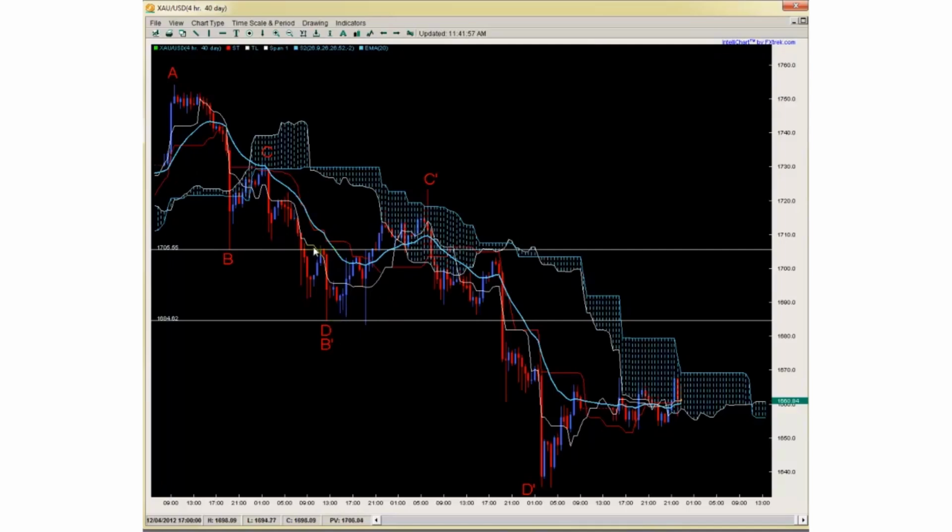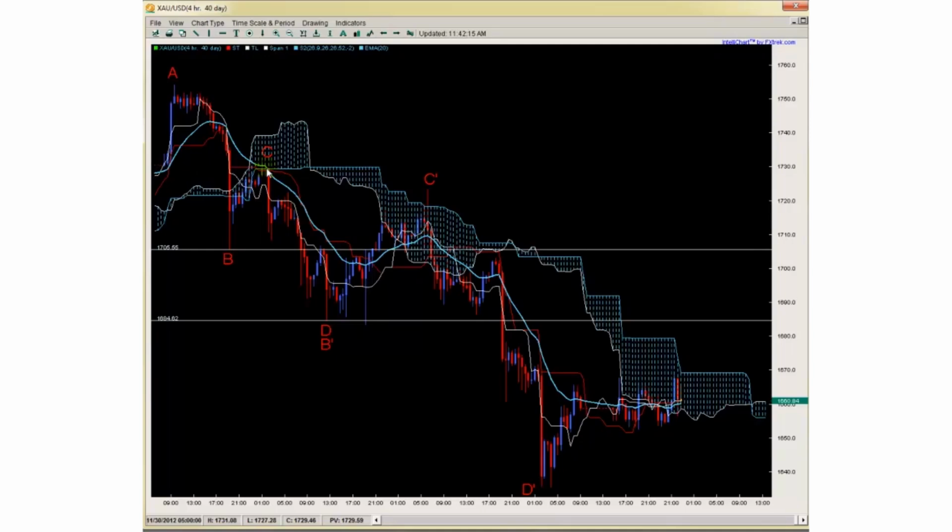We have a target. We have pullbacks to the Tenkan in this case here. We have it to the 20 EMA, Kijun and flat Kumo. These are all a confluence of signals from an Ichimoku perspective. So we need to start looking at these and say, hey, are there opportunities here? So this is absolutely clear.